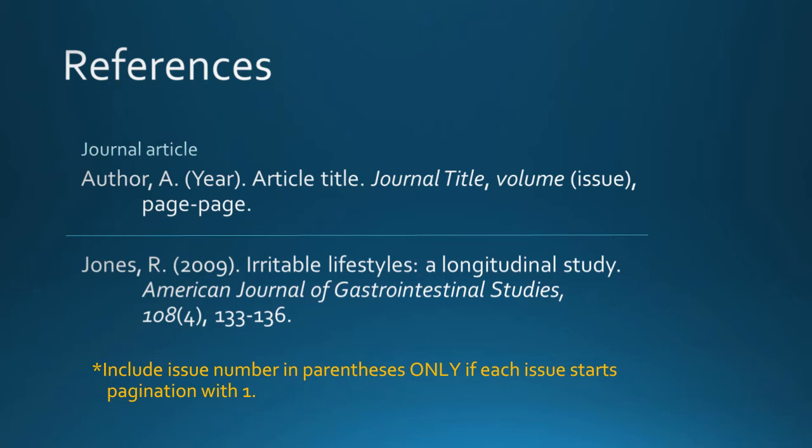For example, you list up to 7 authors of an article. If there are 8 or more authors, you only list the first 6, then type an ellipsis, followed by the last author. Noted in this slide, include the journal's issue number in parentheses only if each issue starts its page numbering with 1. Say, for instance, the first page number of the journal you are referencing starts with 297. You wouldn't include the issue number because your reader would be able to find the issue referenced by that page number.